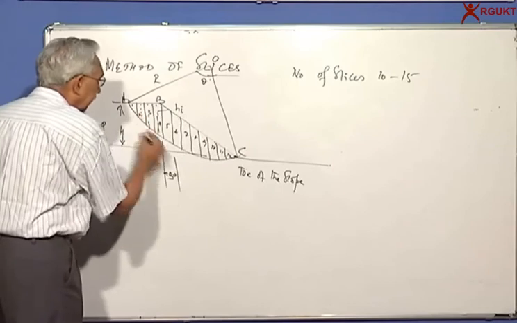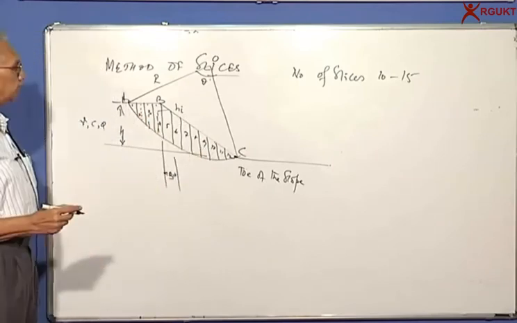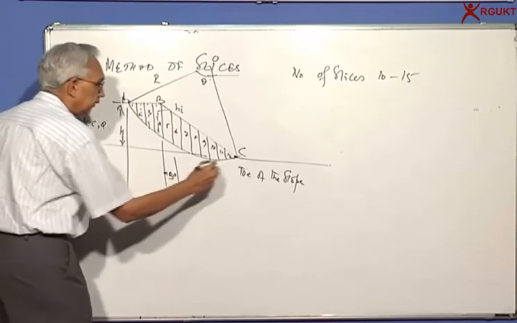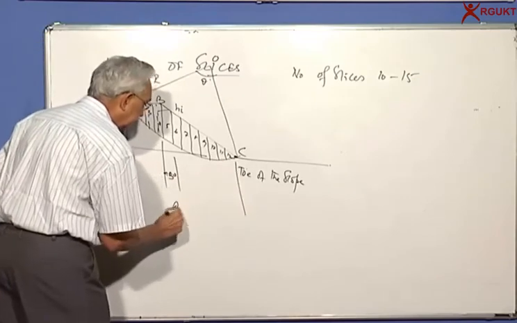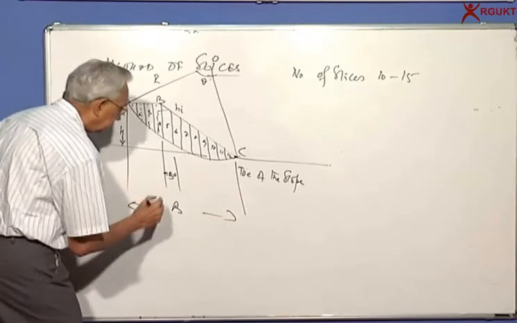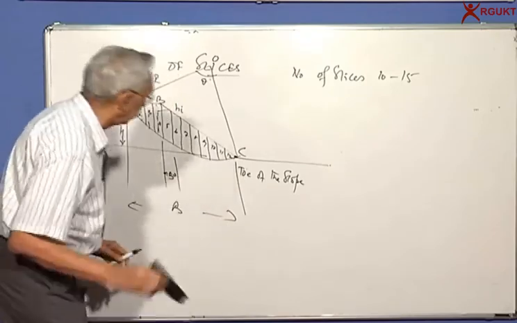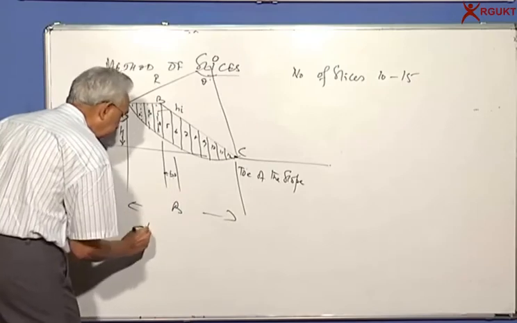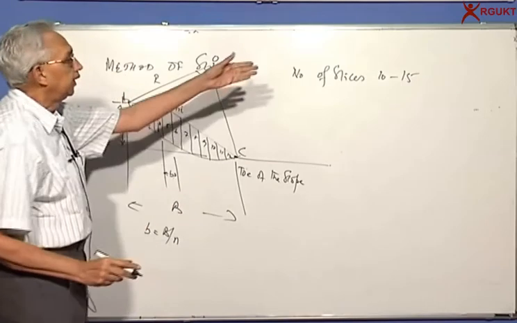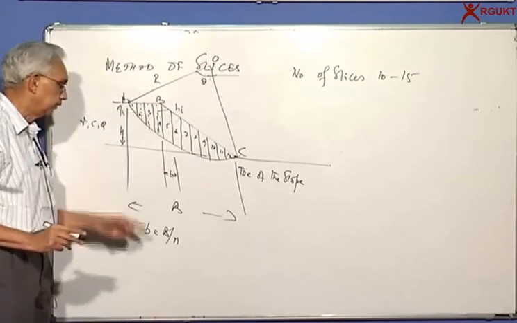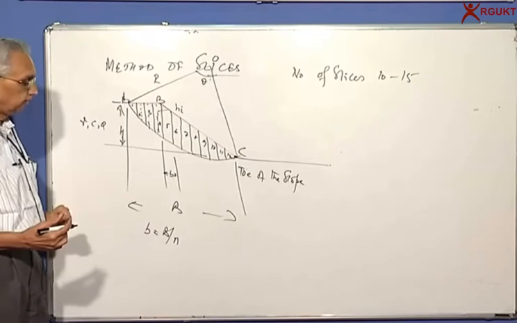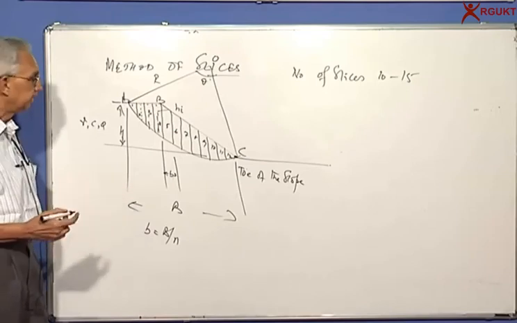So it will slide along AC. Okay, so if I divide this, for example, this total distance is equal to B, and we have 12 slices. So small b is equal to the total width divided by the number of slices, in this case 12. So small b is equal to the width of the failure surface by n, which is 12 in this case.